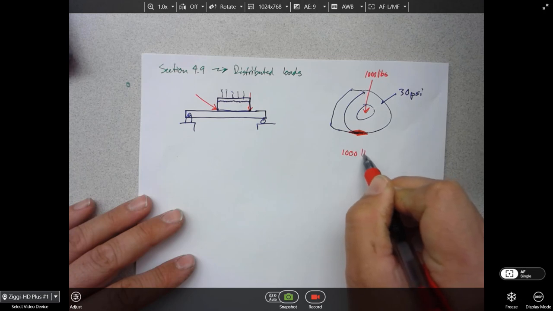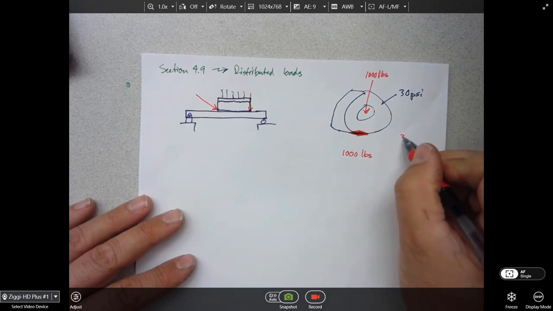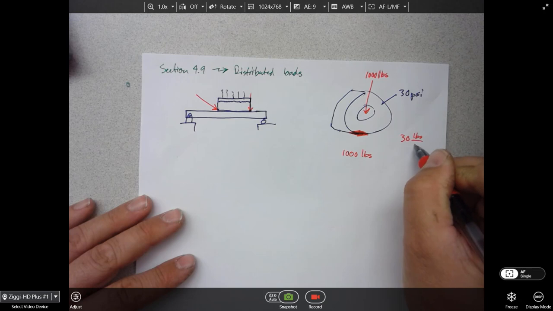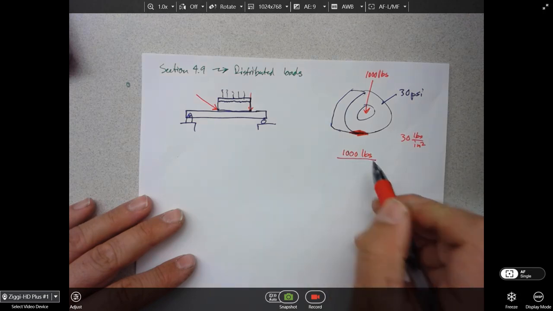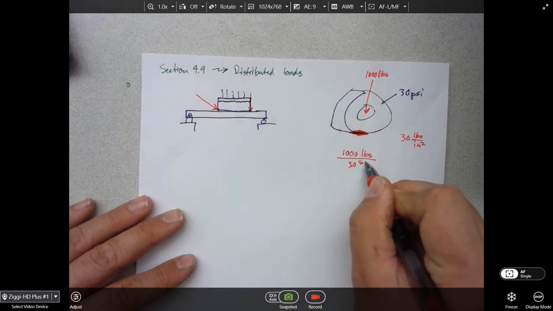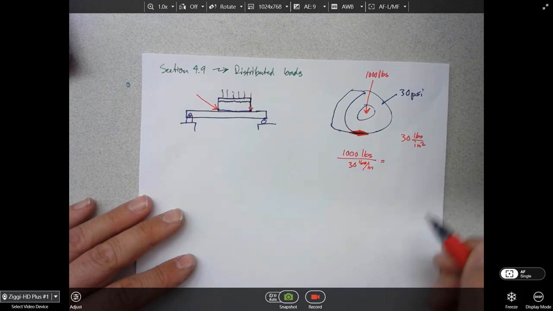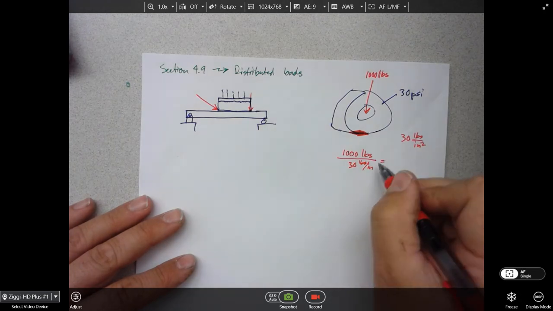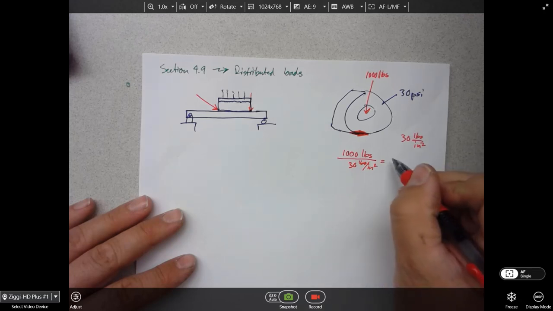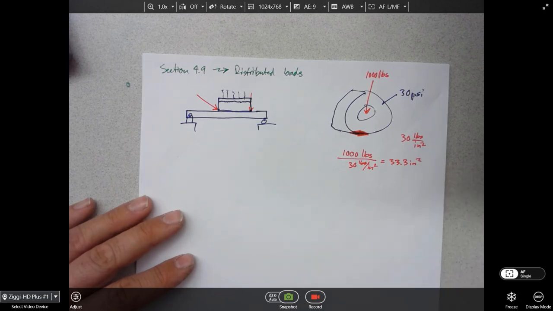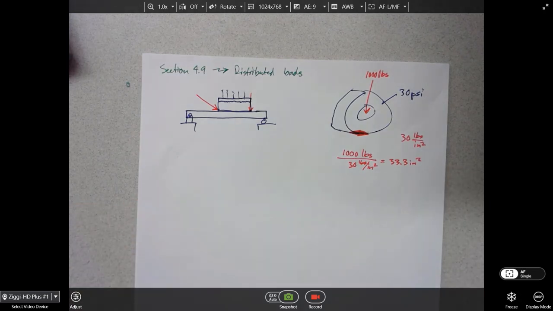1,000 pounds and 30 pounds per inch squared, right? So what do we need to do? We divide 1,000 by 30 pounds per inch squared. What am I going to get? 33.3 inches squared.